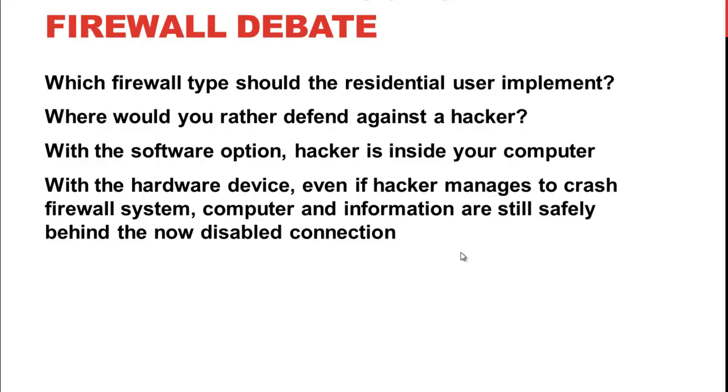With hardware devices, even if the intruder manages to crash the firewall system, your computer and the information are still safely behind what is now a disabled connection. If you configure your firewall to disable the connection in the event that it somehow fails, in essence you've isolated your network and cut the connection off, so you've pushed the would-be evildoer back outside your network.